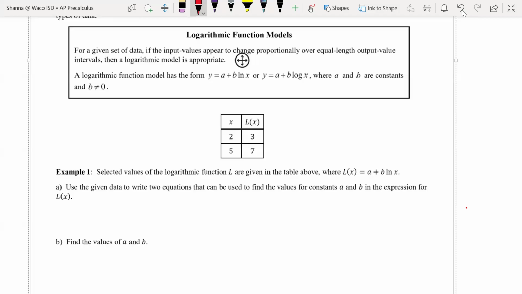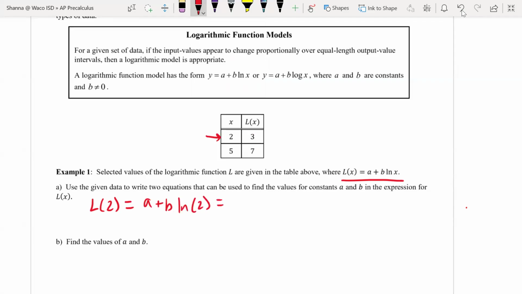So we have a table of data here, and we want to show that it represents L of x equals a plus b natural log of x. And we want to use this given data to write the two equations that represent. So our first equation is going to come from using our first given points, 2 and 3. Okay? So 2 and 3 are going to be our x and our y in this model. Okay? So we're going to have L of 2, which equals, we don't know A, we don't know B, natural log of 2, and the output is going to be 3. That's going to be our first model.